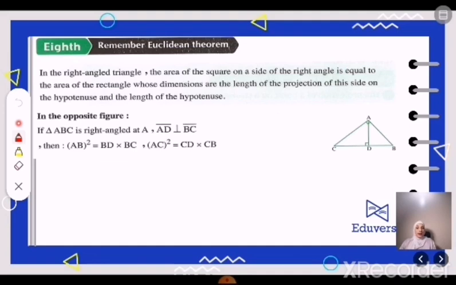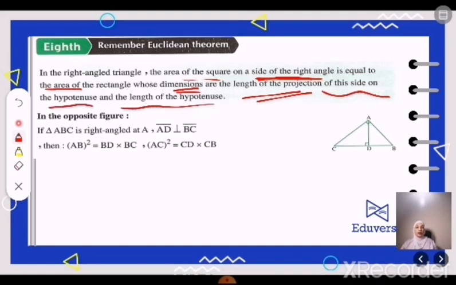So you can only apply Euclidean theorem when you have a right angle triangle and there is a perpendicular from the right angle to the opposite side, the hypotenuse. In the right angle triangle, the area of the square on a side of the right angle is equal to the area of the rectangle whose dimensions are the length of the projection of this side on the hypotenuse and the length of the hypotenuse. Again, you have to recognize this text.